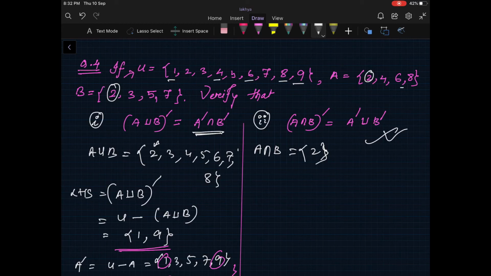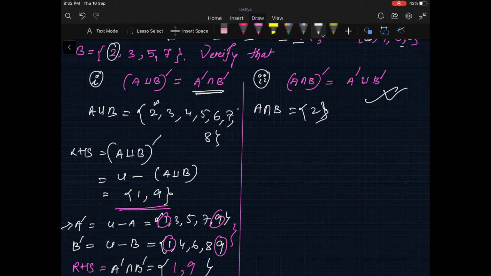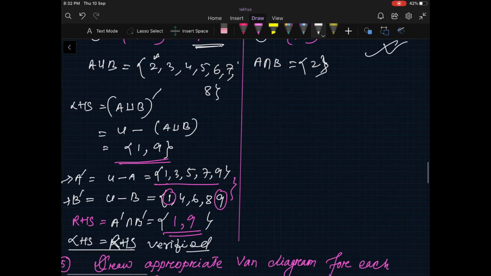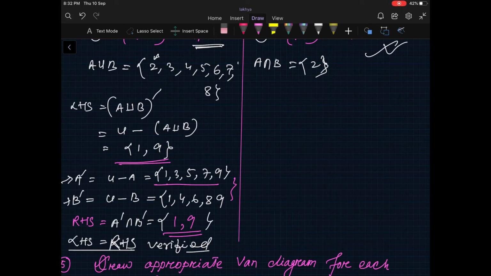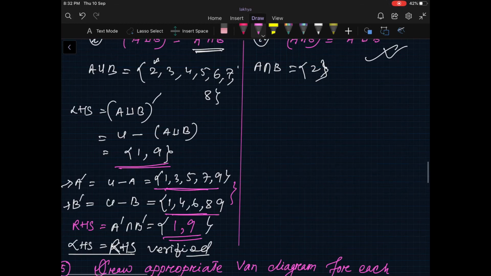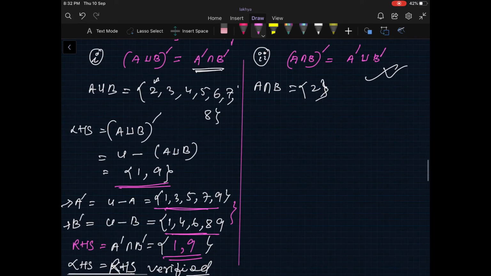Then let's find A complement and B complement. B complement and A complement we already have got here. This is A complement, and this is B complement. These two are A complement and B complement. So let's find the union of A complement and B complement.